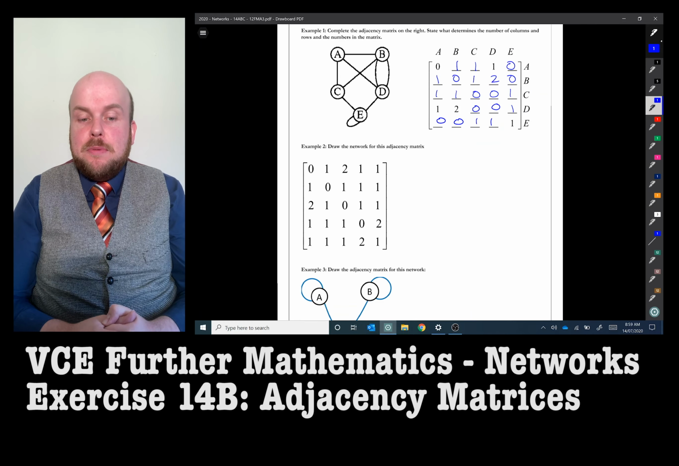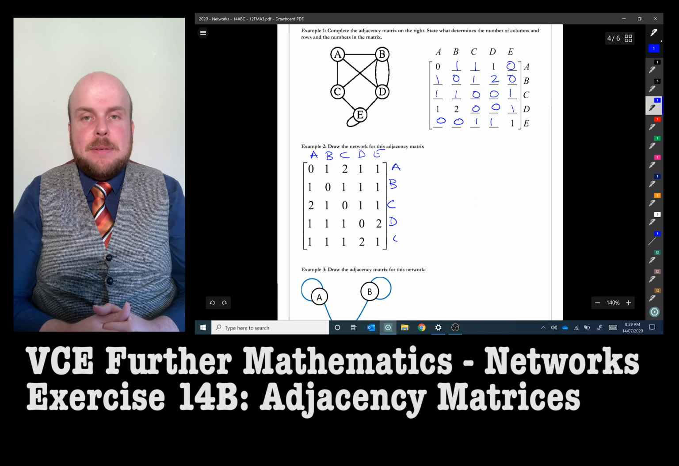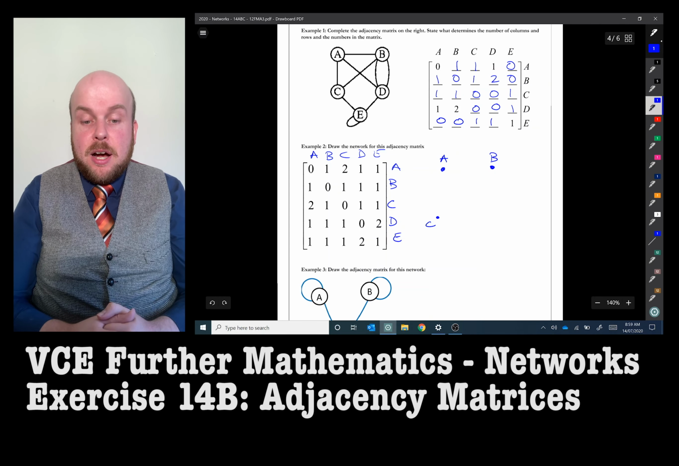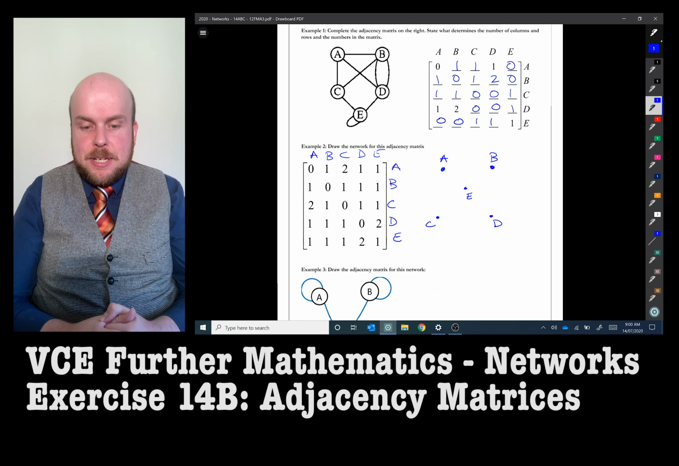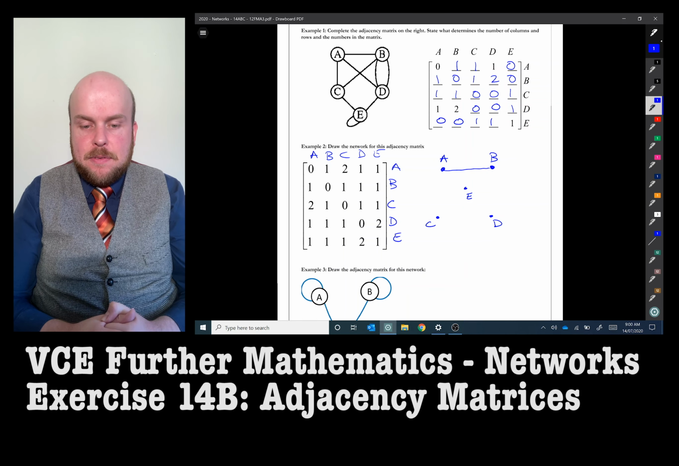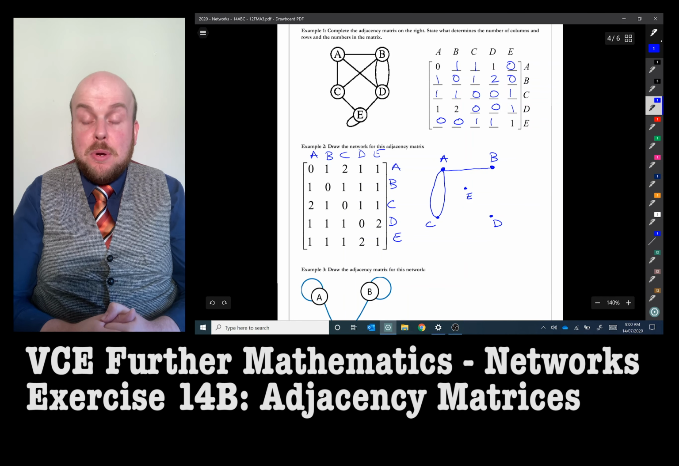In example 2, we have to draw a network for this adjacency matrix, and I would suggest putting in some letters so you don't get too confused and caught up. So one of the things that I would look at is to see if there are any loops. We can see that there is a loop from E to E, which we'll need to put in. And there are also some multiples. So you'll see there we've got a couple of paths that say 2.